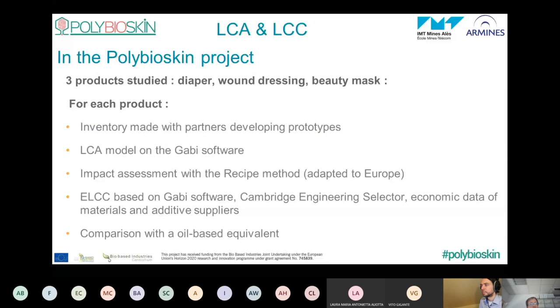In the POLYBIOSKIN project, we use three products, and for each product an inventory was made. It is current work because we have to finish. We use the GaBi software with a ReCiPe method, which is relevant to Europe. LCC was based also on GaBi, but also on Cambridge Engineering Selector, which uses the ecoinvent database and economic data of materials and additive suppliers. We compared with an oil-based equivalent.